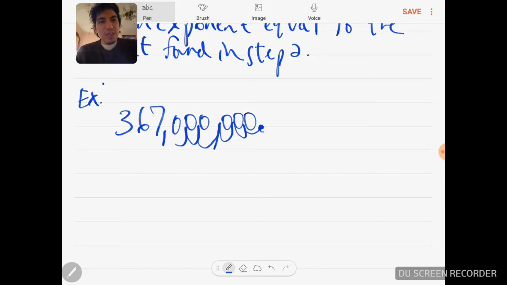So I keep going and keep going. If I stop here, it'll be 367, which is not between 1 and 10. If I move between the 6 and the 7, I have 36.7. Is that between 1 and 10? One last time, 3.67. That is definitely between 1 and 10.